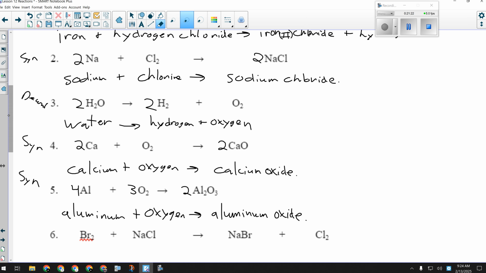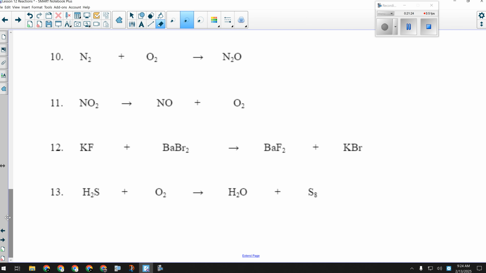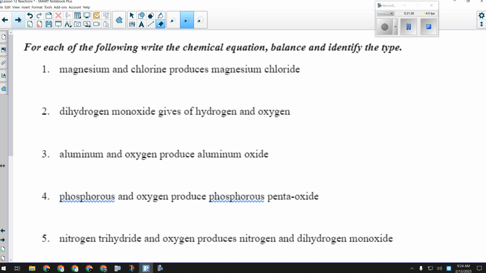All right, I would like you guys to try now the ones that go the other way. Okay, try those 5. Okay, so these ones are in words. I want the same thing. I want them balanced. I want the type, but now obviously you have to write the reaction out in formula form.